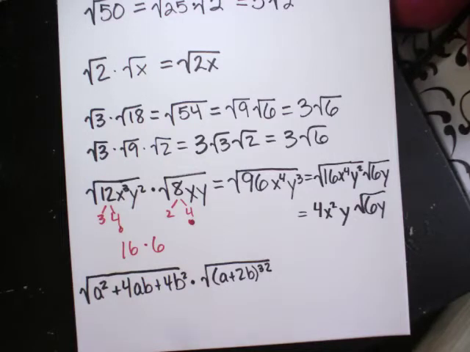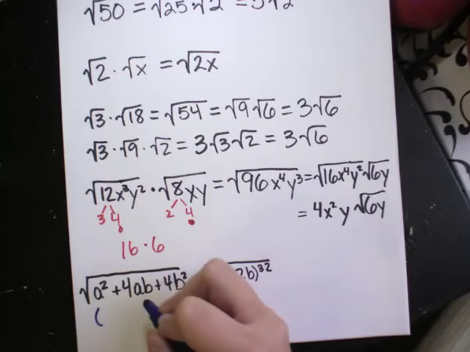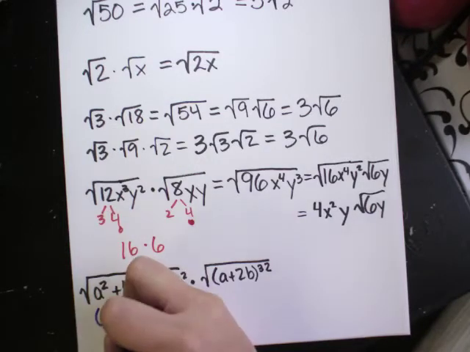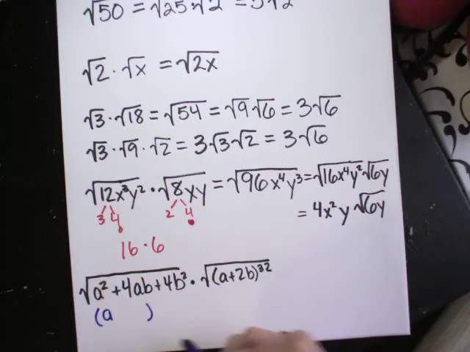Absolutely. She's right. Let's factor this a squared plus 4ab plus 4b squared. Do you recognize that? What is it? It's a trinomial square. Good job. You'll see a lot of those in this unit. So what is it? A plus 2, b plus 2.